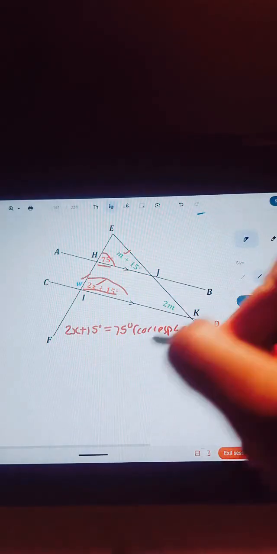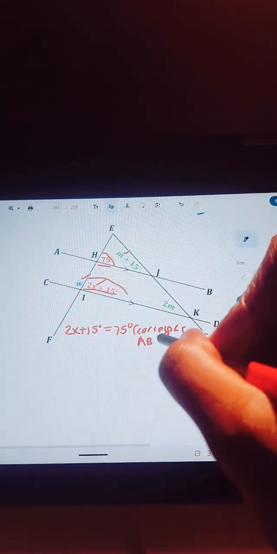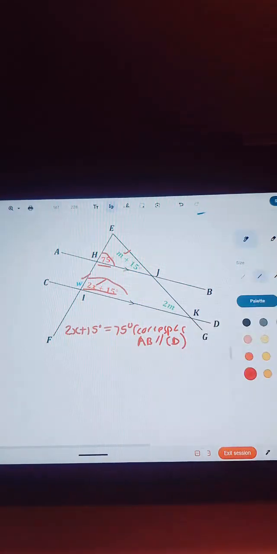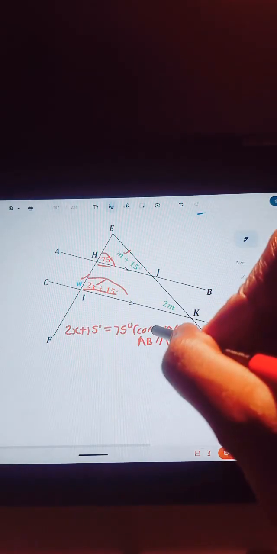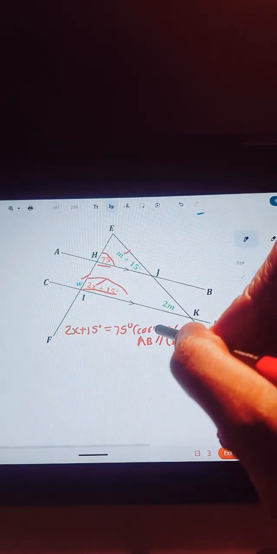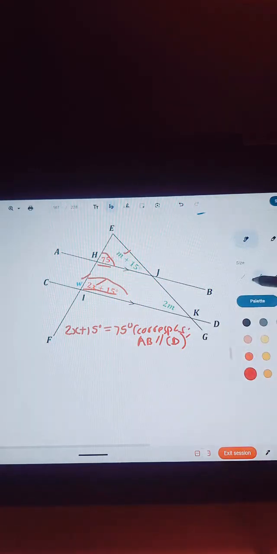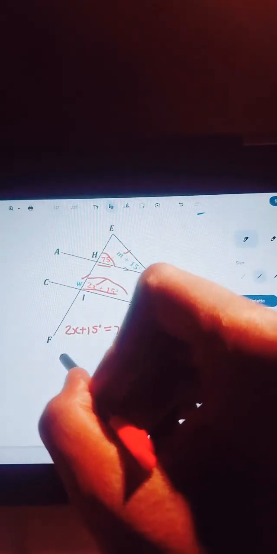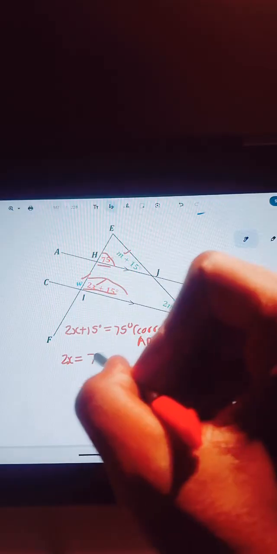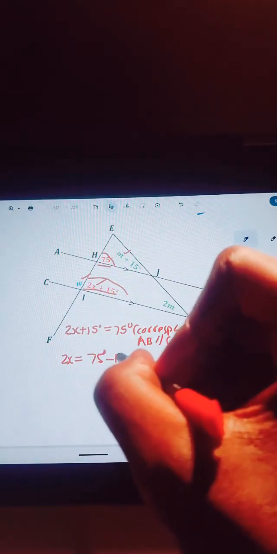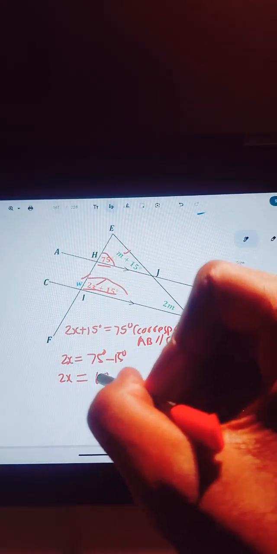Okay, corresponding angles. AB is parallel to CD. So we're always writing the statement with the accompanying reasons, but the reason must make sure that it's complete. Corresponding angles, we can write that in short form, and then don't forget to state the lines that are parallel. Now we can solve for x for those two corresponding angles. Isolate 2x, take 15 to the other side. 2x is equal to 75 minus 15. That is 60.